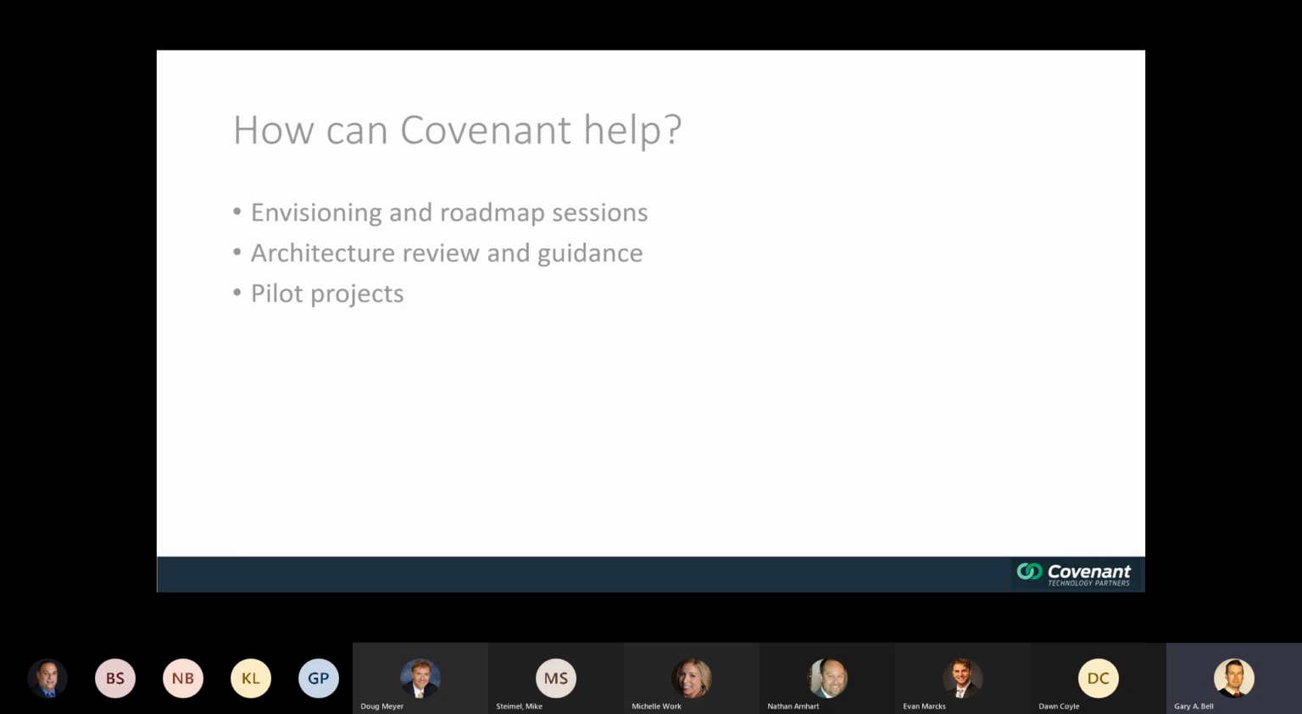And then last but not least, in terms of how we might be able to help Covenant, we're happy to do what we call envisioning or roadmap sessions to lay out how to get from where you are today to where you want to go, as well as more detailed architectural review and guidance as you're beginning to develop and design these kinds of solutions. And then, of course, with the pilot projects themselves, if you get to that point.